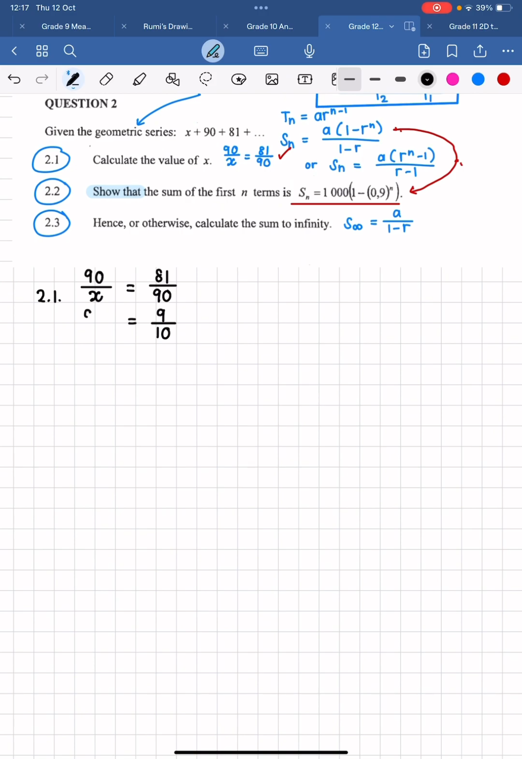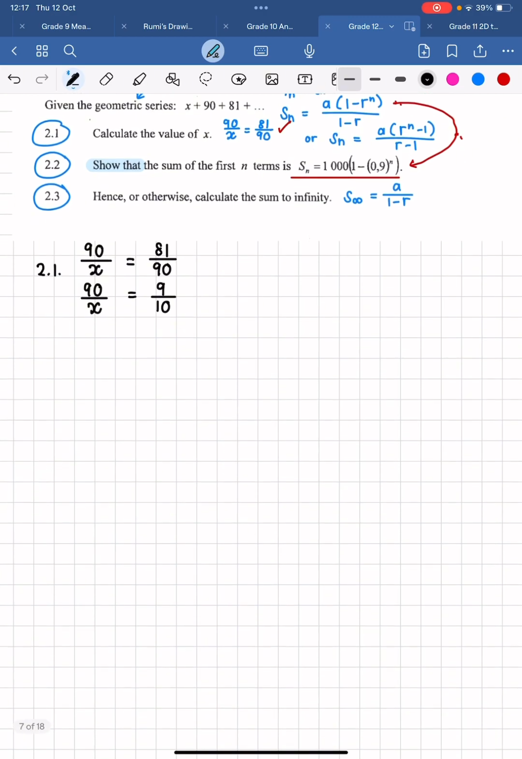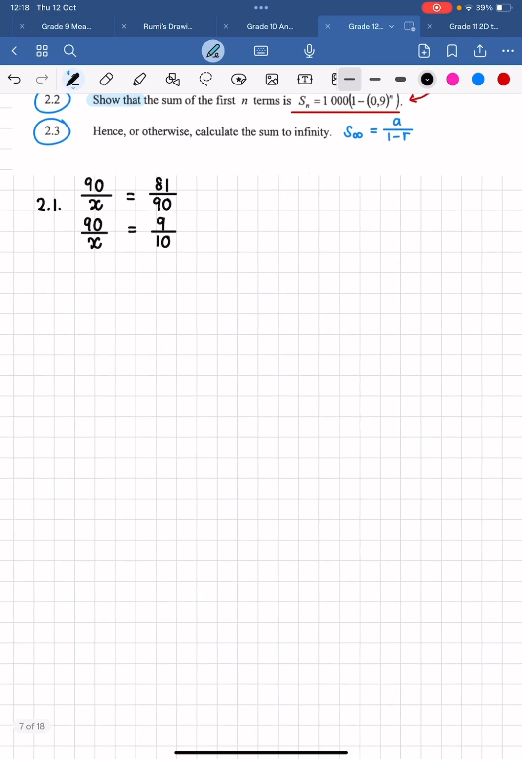Alright, so 90 over x is equal to 9 over 10. Now guys, if we just look at that, can we see by inspection what x would have to be? 90 over what is the same as 9 over 10? 100, hey? If we look at that, we have a 90 and we have a 9. This works out quite nicely. This is just 10 times that, right? 9 times 10 will give you 90. So if you do the same thing with the 10 here, you will get 100.